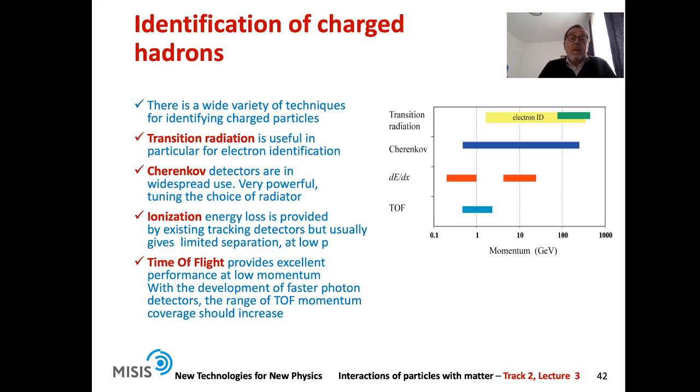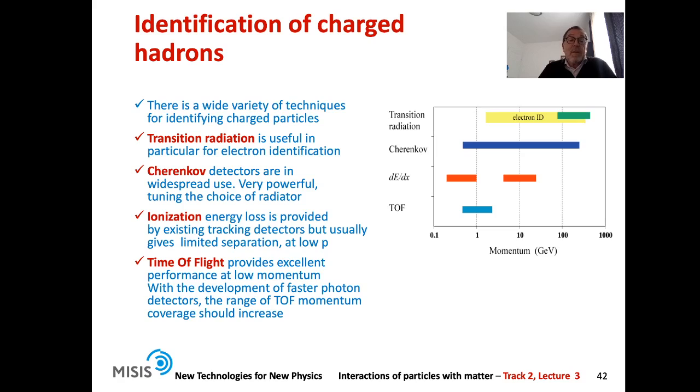So now let me summarize what we have learned about identification of the charged hadron. There is a wide variety of techniques for identifying charged particles. Firstly, we can use transition radiation. This is in particular useful for electron identification because it is proportional to the boost. It can also be used for hadron ID at high momenta.